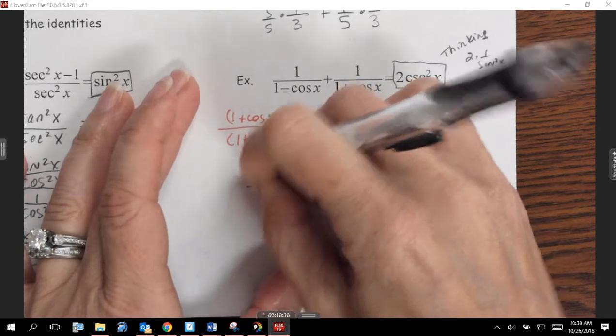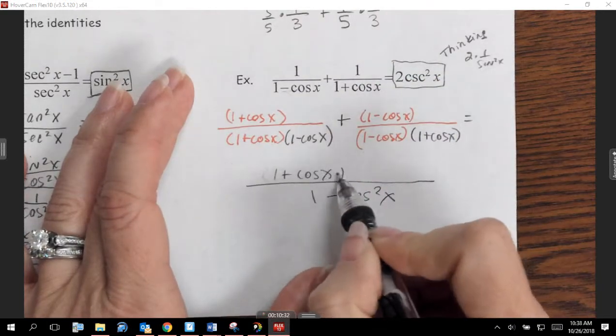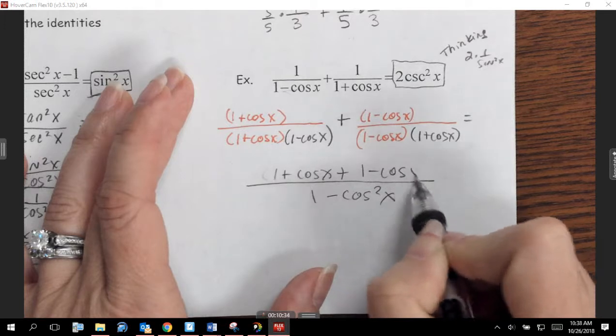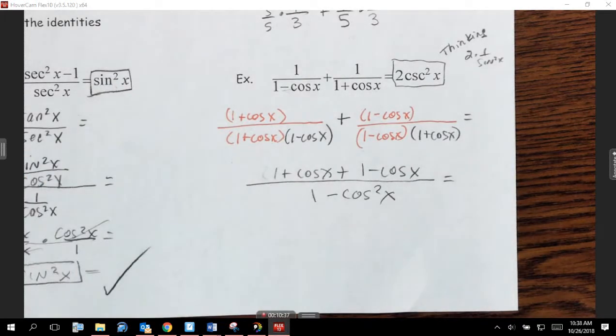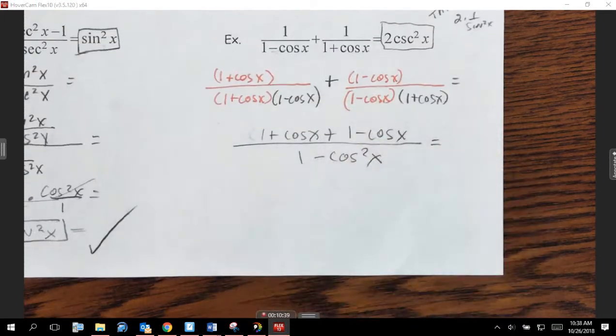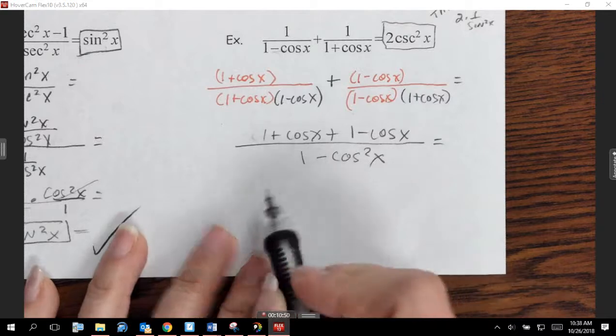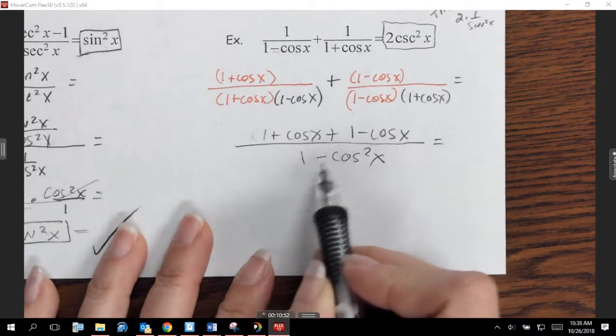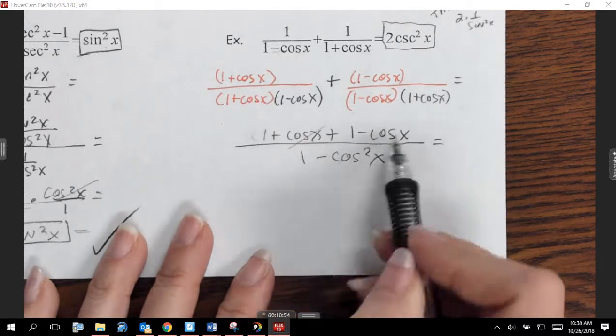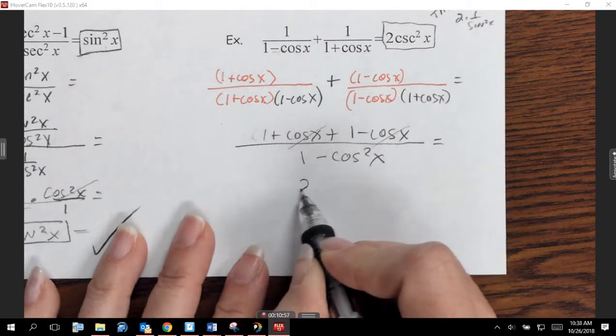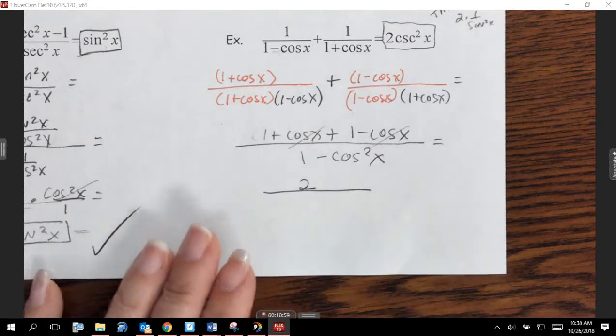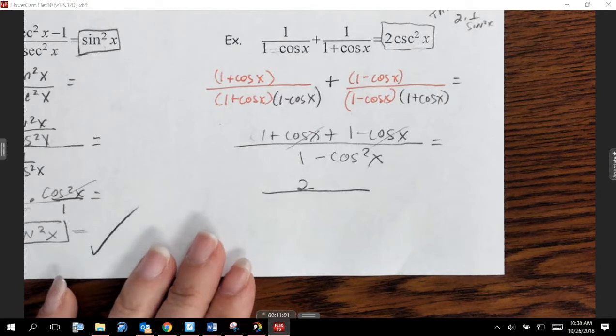And then on top, we just add our numerators. What do we look for now? Or what do we do next? Combine like terms in the numerator. So I got 1 and a 1. I've got cosine and a minus cosine, so this will cancel out. 1 plus 1 is 2. Ooh, I need a 2, don't I? What also do I need?